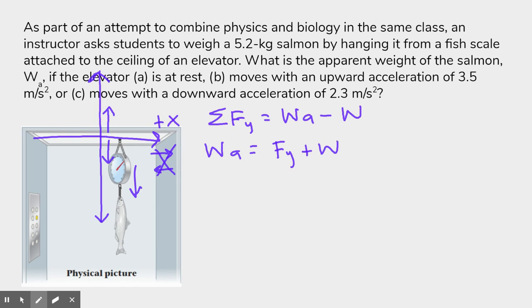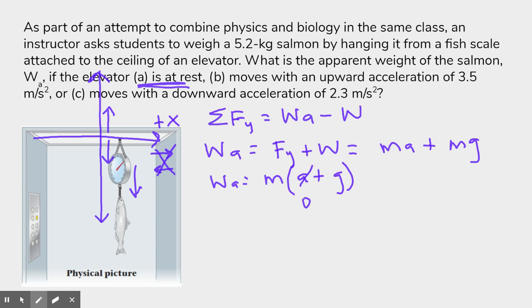Okay, now we can go back and actually plug in some information that we know. This is equal to mass times acceleration plus mass times gravity. Well, we see mass twice, so we can pull that out to find that our apparent weight is mass times acceleration plus gravity.